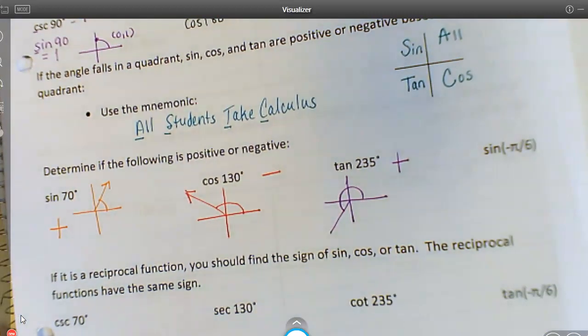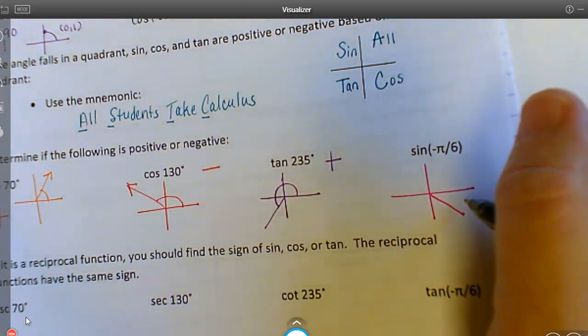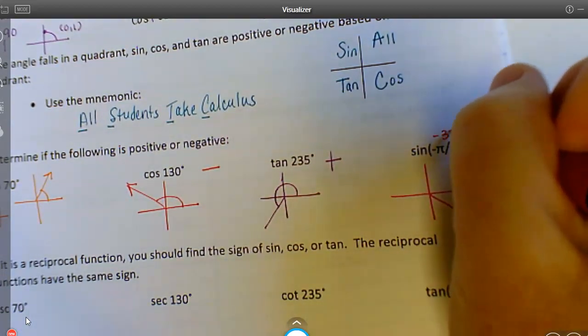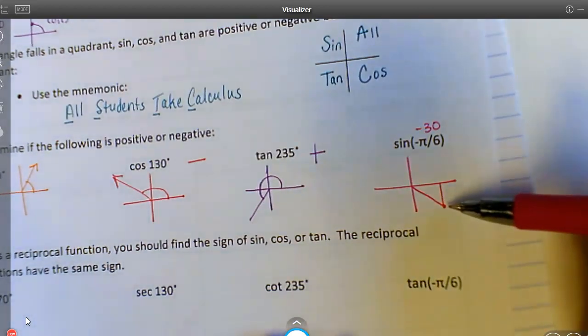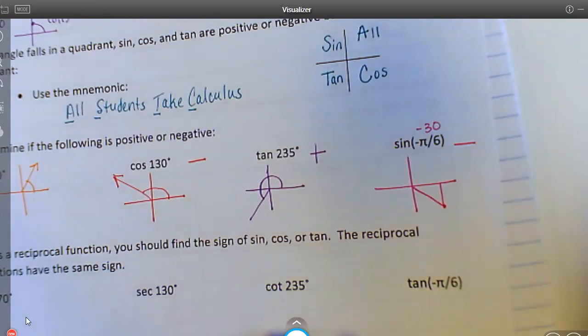Alright. Try sine of negative pi over 6. So negative 30 is down here, in that quadrant. What's positive in that quadrant? Cosine. We're looking for sine, so it is negative.